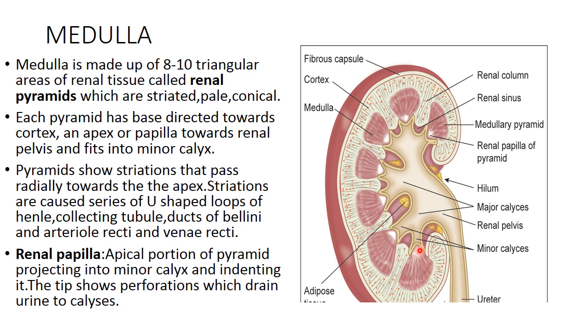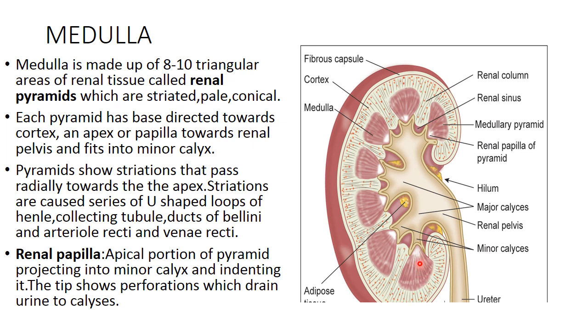So this is the pyramidal base, and it is directed towards the cortex, whereas the apex or papilla of the pyramid is directed towards the renal pelvis, and it fits into the minor calyx. So this is the renal pelvis, and this one is the papillae. The renal papillae or the pyramid, its apex is known as papillae, and it is directed towards the renal pelvis, and it fits into the minor calyces.